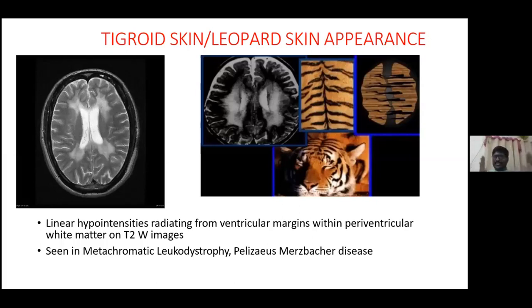The moment you see the tigroid or leopard skin appearance, it is seen in metachromatic leukodystrophy. It is also seen in Pelizaeus-Merzbacher disease. In this image, you are able to see this tigroid appearance: linear hypointensities radiating from the ventricular margins within the periventricular white matter. This is seen in metachromatic leukodystrophy and Pelizaeus-Merzbacher disease. So in a PG-type question, you can answer both. And if they give only one option, the tigroid or leopard skin appearance is seen in metachromatic leukodystrophy.